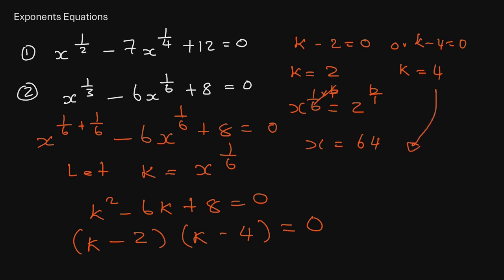Then you do the very same thing for the other one. The k is x to the power of 1 over 6, and therefore we have 4. You multiply with the reciprocal, which is 6 over 1, and what you do on your left, you do on your right. Now the exponent cancels out. You have x, and 4 to the power of 6 is going to give us 4,096. So those will be the values of x.